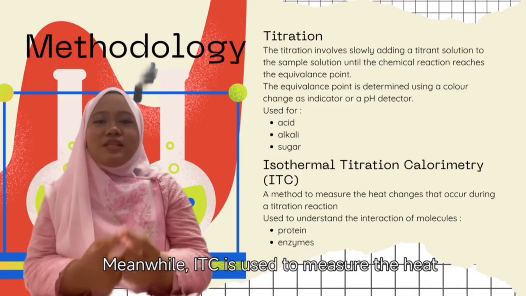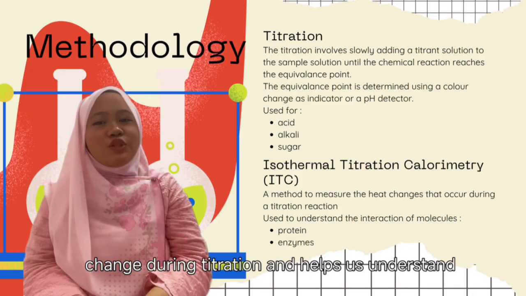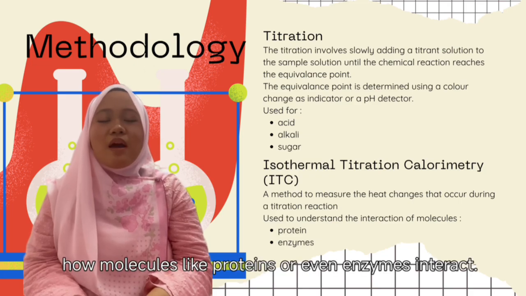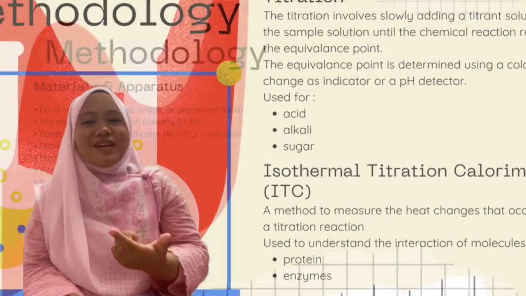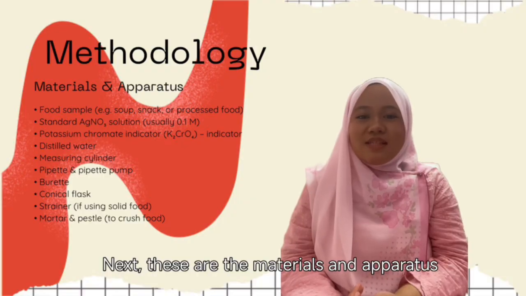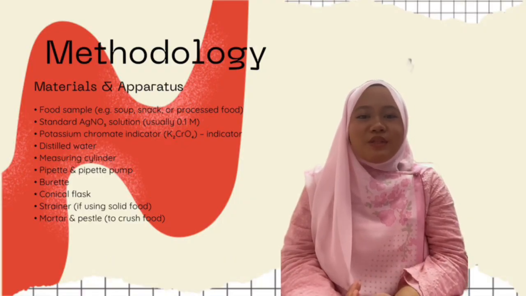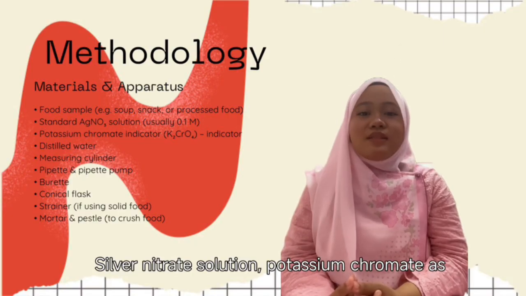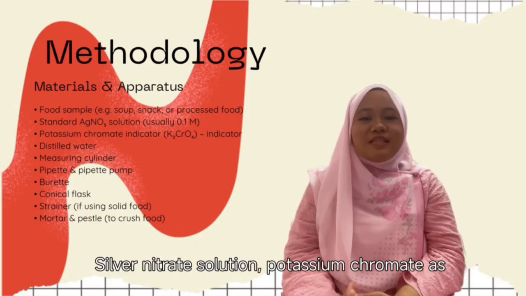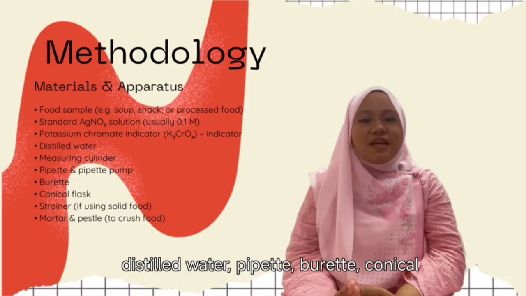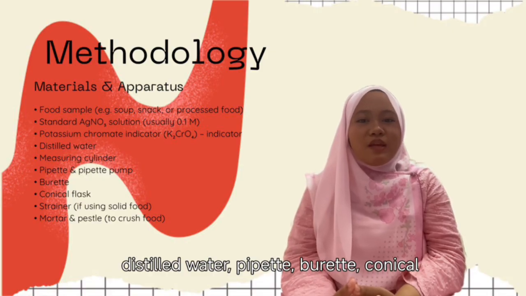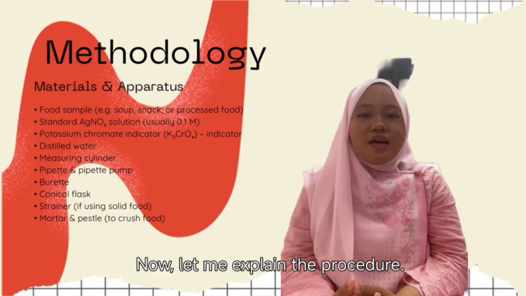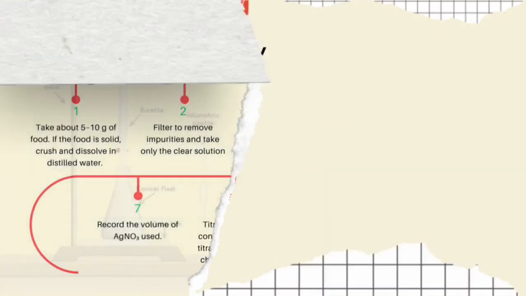Meanwhile, ITC is used to measure the heat change during titration and helps us understand how molecules like proteins or even enzymes interact. Next, these are the materials and apparatus used. First, we use food sample like soup or snacks, silver nitrate solution, potassium chromate as indicator, distilled water, pipette, burette, conical flask, and other basic tools. Now, let me explain the procedure.